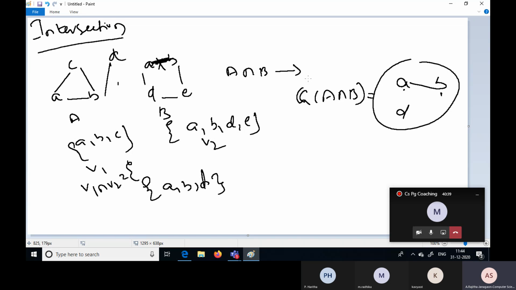So this is what the intersection is. That is, here suppose some other example is like this.